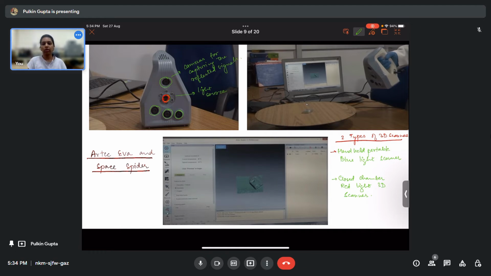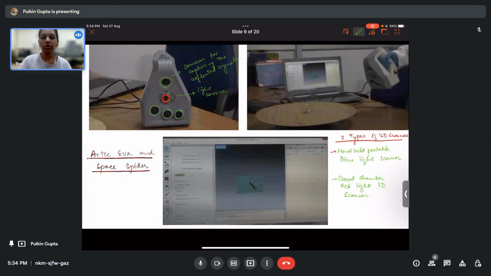This works on the principle of reflection. You emit a light, the light interacts with the object and reflects back from the object. Because of the reflection from different parts of the surface and the different contours and geometries, there are changes in the intensities, and these are recorded by the receivers or cameras.